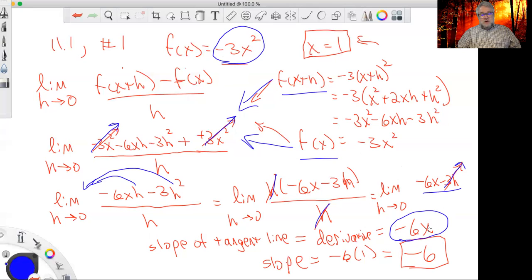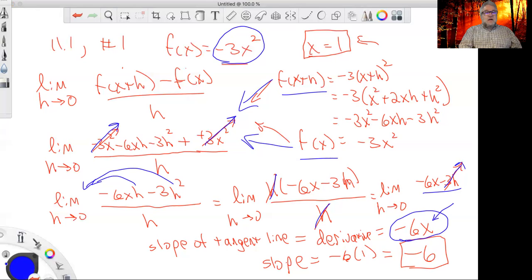And then if we want to know what the slope is at any point, we can plug the x value in and it's going to show us that point. Okay? That's how it works.